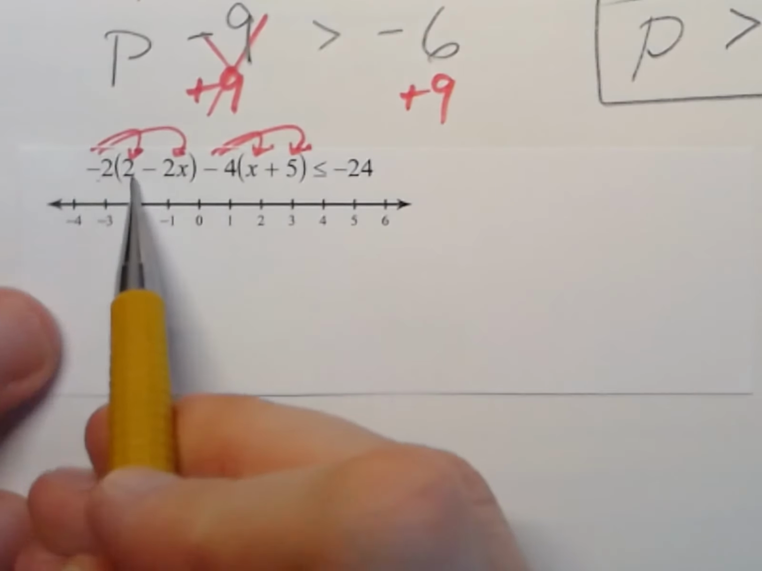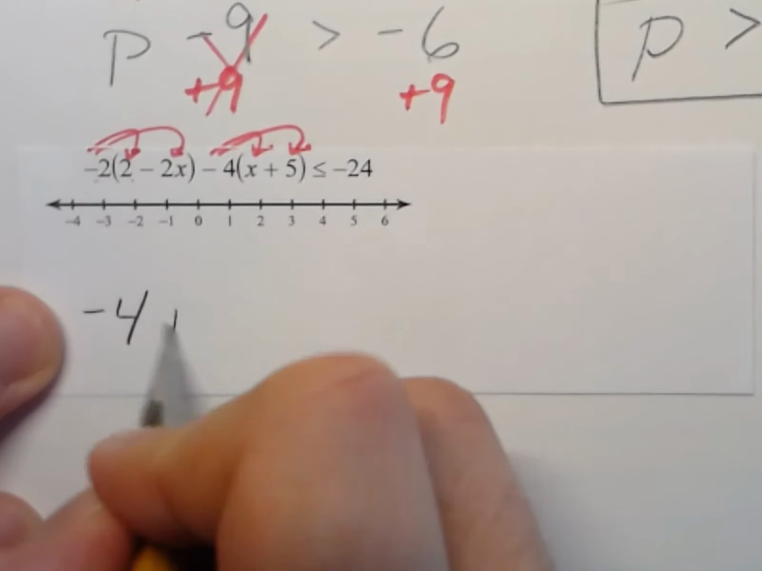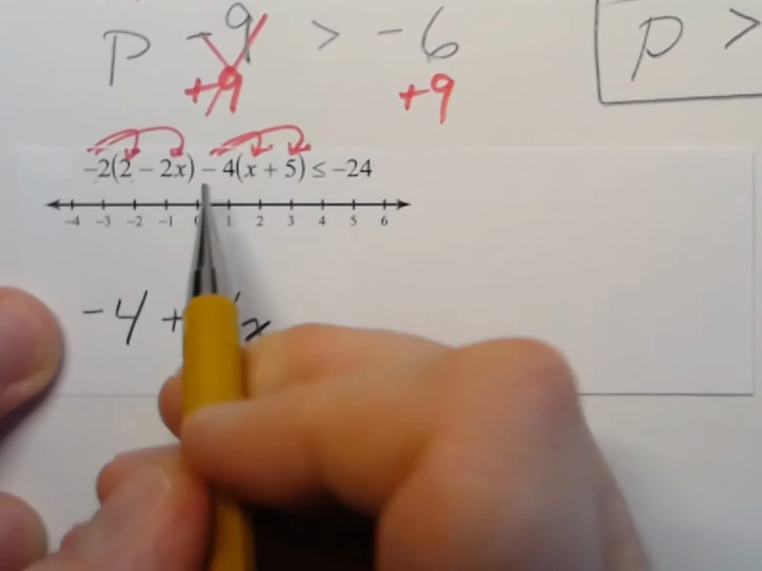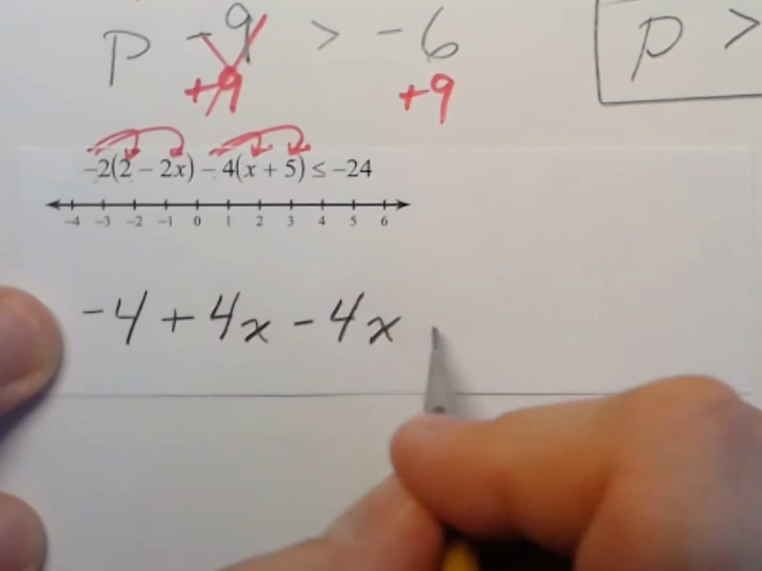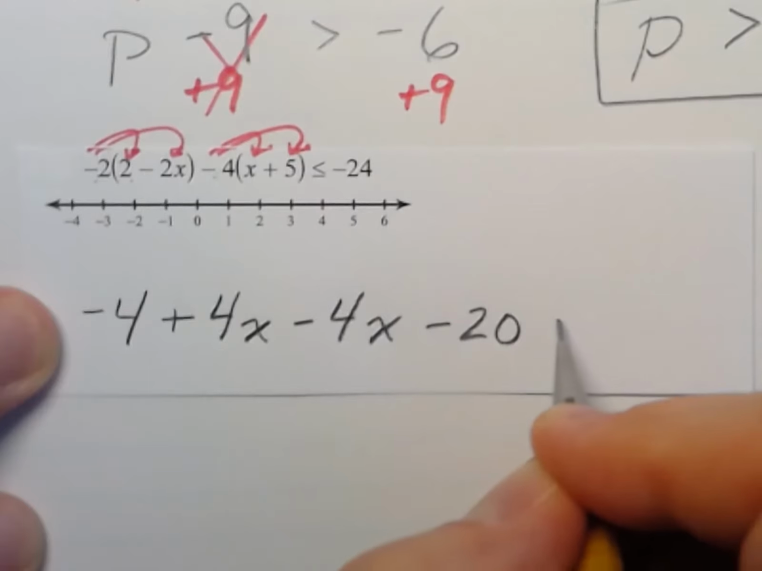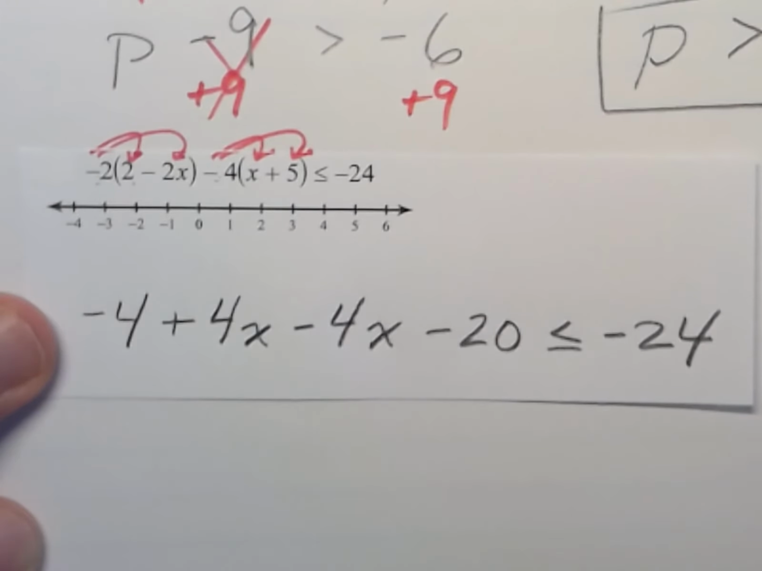So negative 2 times 2 is a negative 4. Negative 2 times negative 2x is a positive 4x. Negative 4 times x is negative 4x. Negative 4 times 5 is minus 20. And then that is all still less than or equal to negative 24.